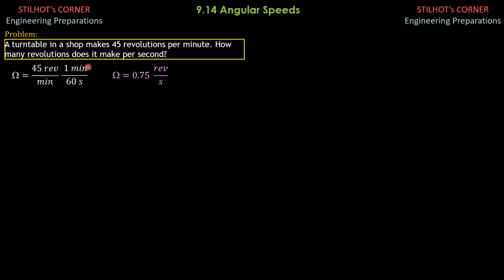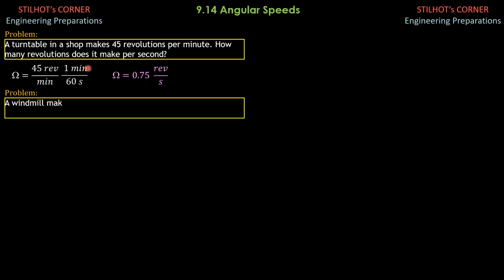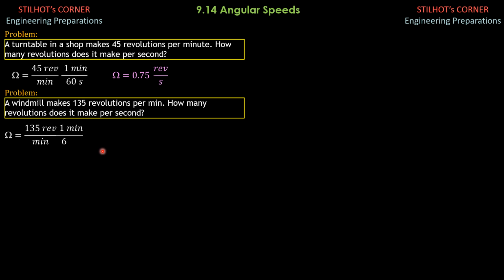We proceed to the second problem. A windmill makes 135 revolutions per minute. How many revolutions does it make per second? It is the same as the first: angular speed 135 revolutions per minute. Then we multiply by 1 minute per 60 seconds. Cancelling out minute, this is now in revolutions per second, which is 2.25 revolutions per second.